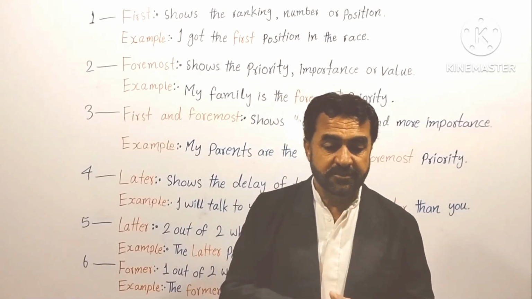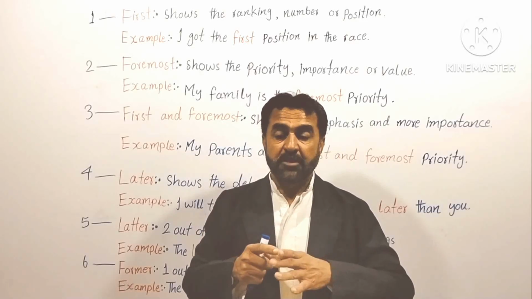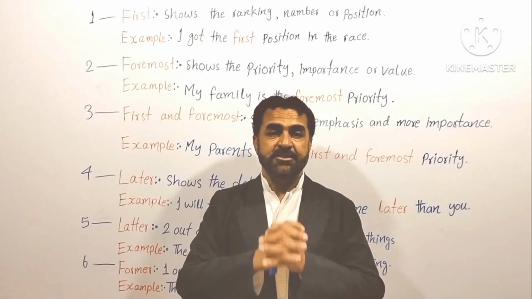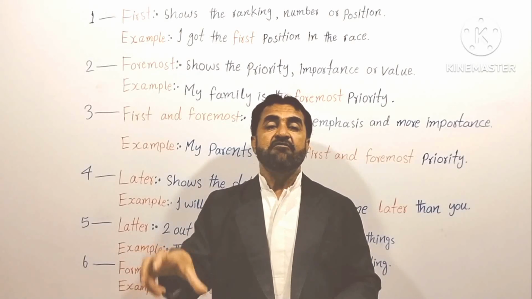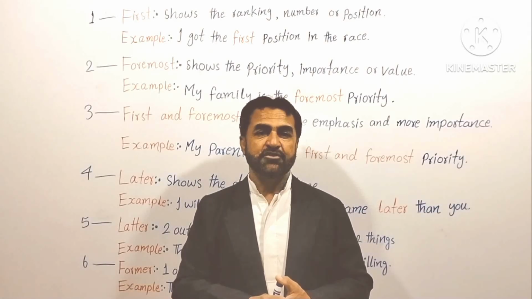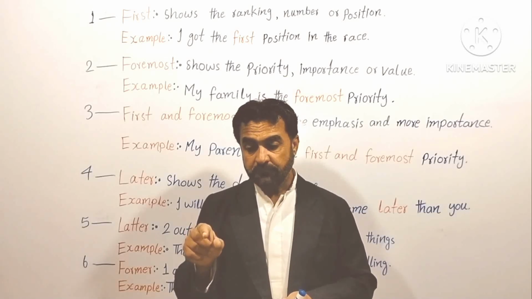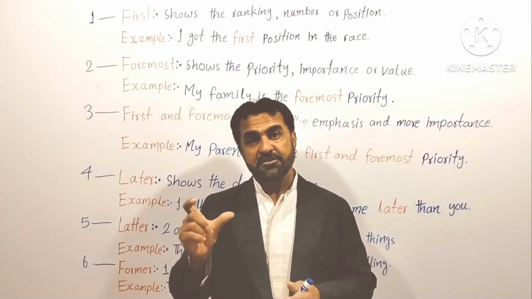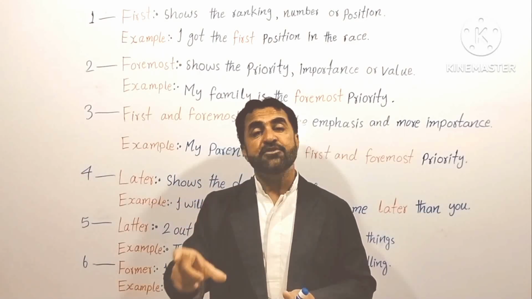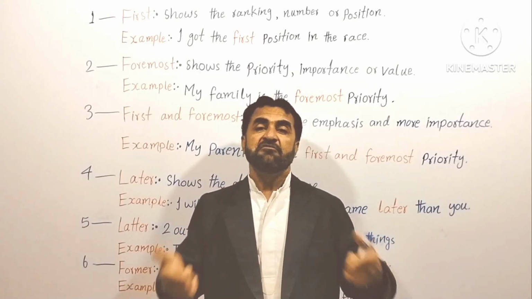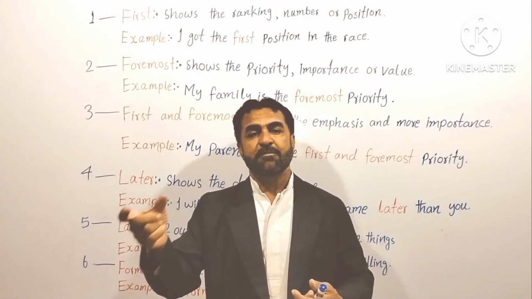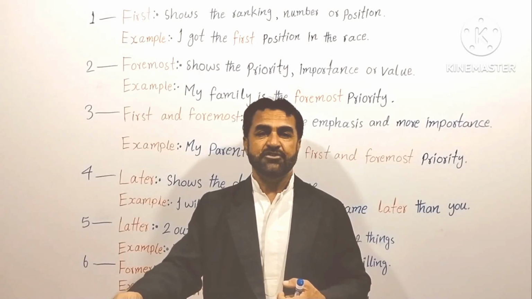But sometimes you have seen that first and foremost, both words, have been used together. These two words are used when we emphasize something, when we give more importance and more value to something. Here we would say something is first in ranking, position, and also the most important for me, so we put these words together. When it comes to ranking, the first ranking; when it comes to number, the first number; when it comes to importance, foremost. First and foremost.